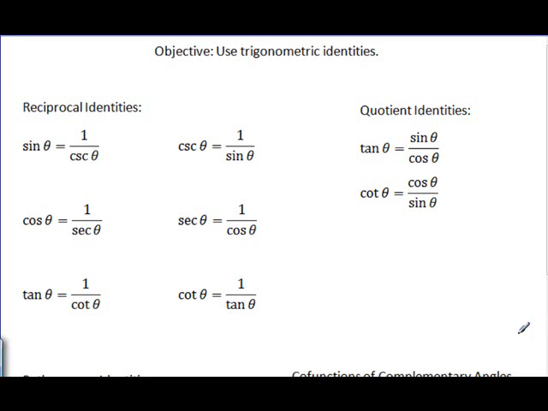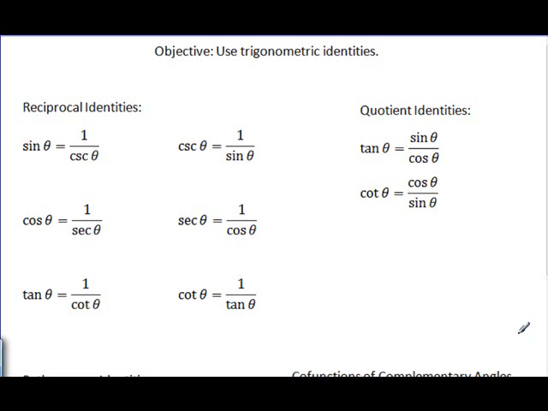The objective of this video is to show you how to use trigonometric identities. So let's begin by stating those identities, and then I'll do some examples to show you how to apply them. So we have, first off, reciprocal identities. Reciprocal identities relate the trig function with its reciprocal function.